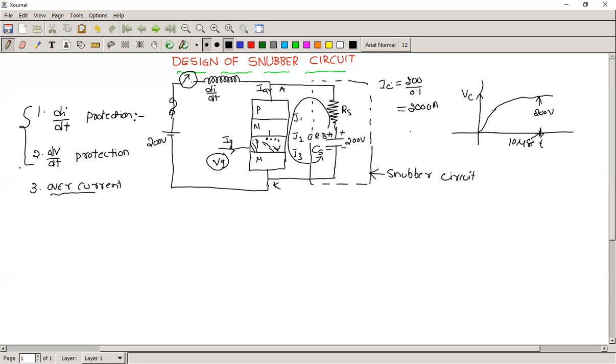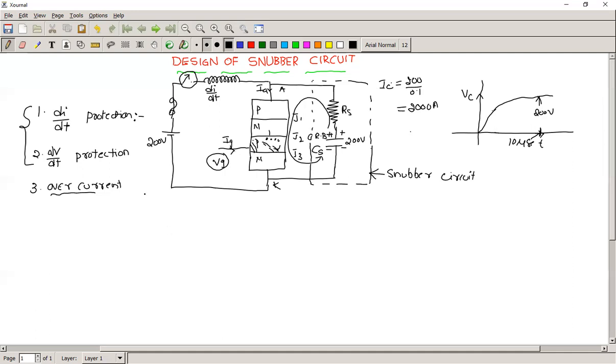dI/dt protection and dV/dt protection. If the dV/dt protection is not there in the SCR, the SCR burns out. If the dV/dt protection is not there in the SCR, fast triggering of the SCR will occur. Now, how are we going to design this snubber circuit?